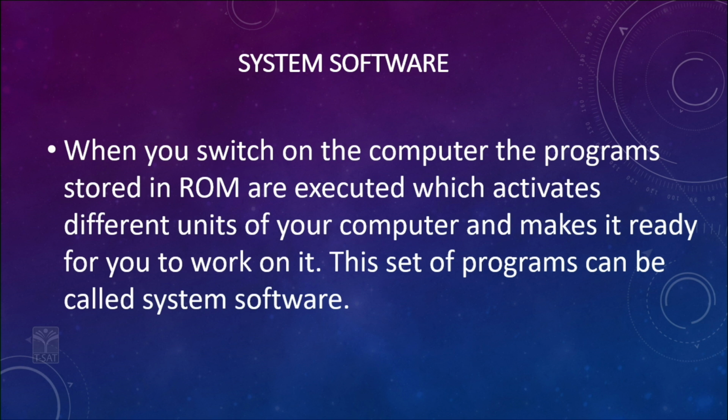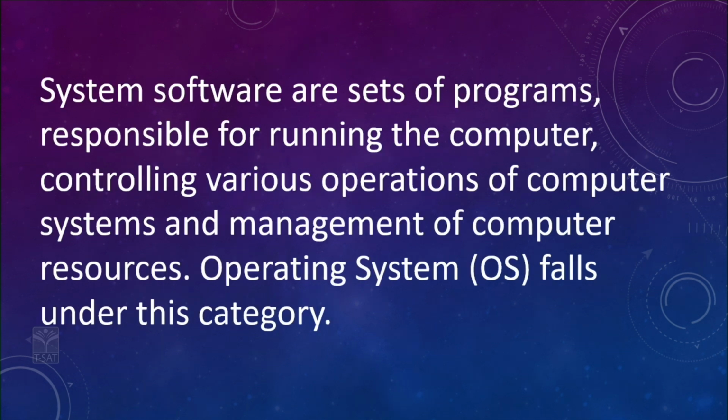So, that set of programs can be called system software. System software is a set of programs responsible for running the computer, correct? They control various operations of the computer system and manage the computer resources. For this, one of the system software is called the operating system, OS. So, the operating system comes under system software.